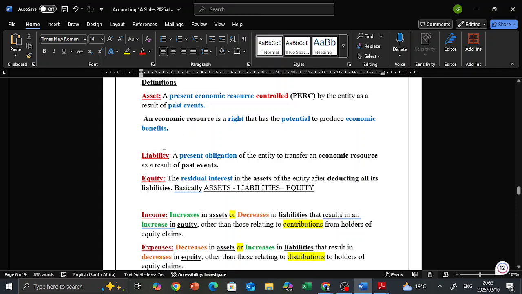First, for saying liability, for identifying it as an element, that's a mark. Is a present obligation, another mark. To transfer an economic resource, third mark. As a result of past events, fourth mark. So the definitions, do you see where the marks are coming from, my good sir? Yes, sir, I see. Yes.